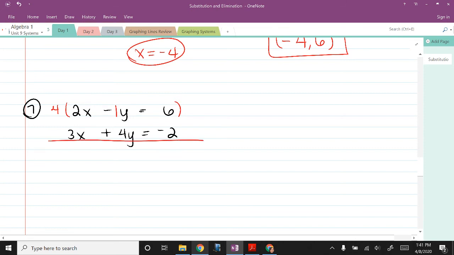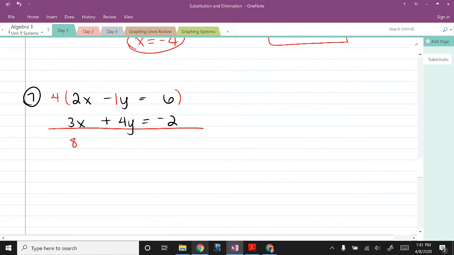Okay, so I'm going to draw a line, and I'm going to multiply the whole top row by 4. So 4 times 2x is 8x. 4 times -1y is -4y. And 4 times 6 is 24. All right. We're not multiplying the second row by anything. So I'm going to copy it just like it says.